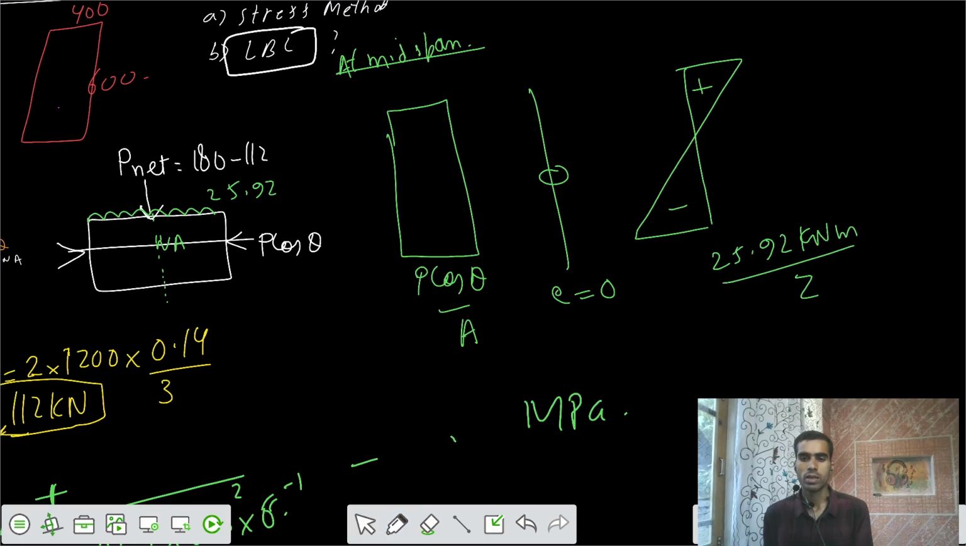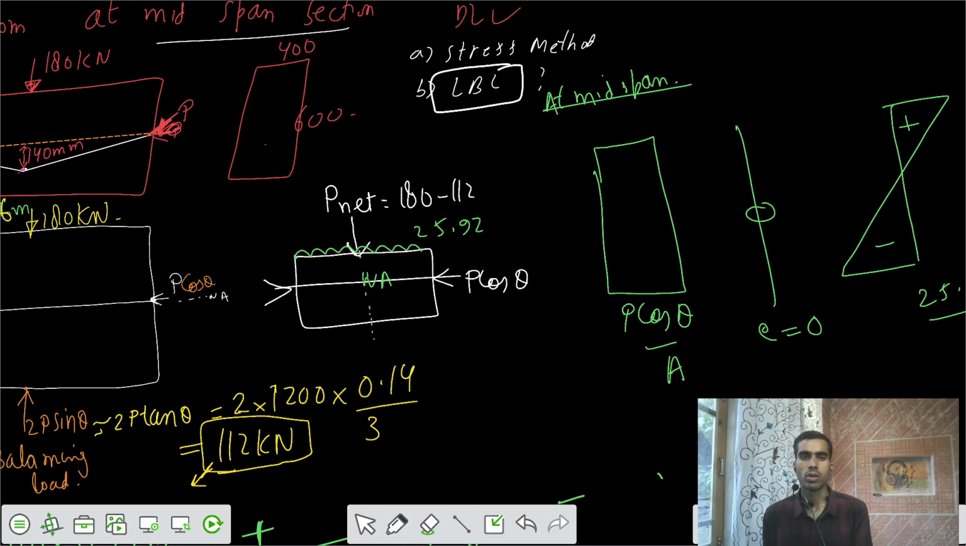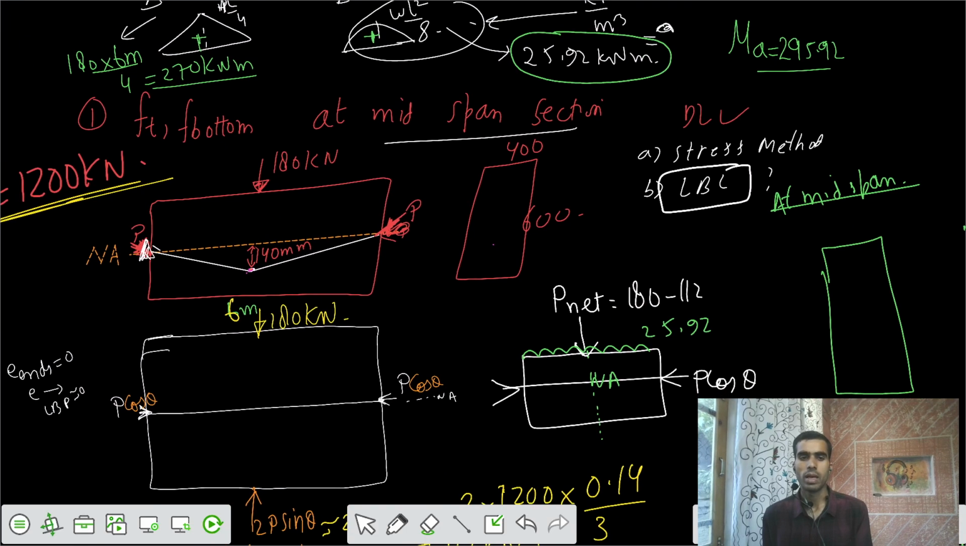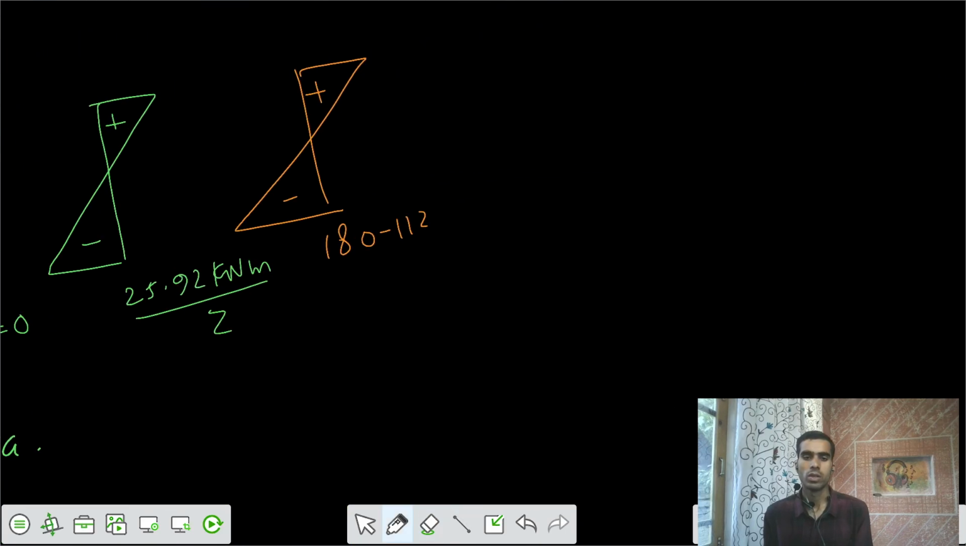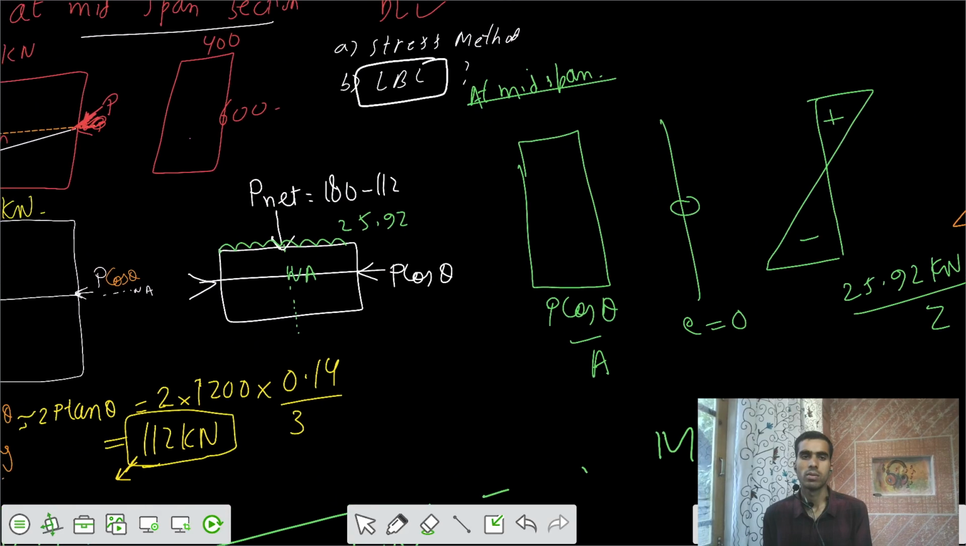And one more load is there, a point load downwards, and because of the downward load, that would cause a sagging moment of M by Z. That's 180 minus 112, so this is your point load, and the moment caused by it is PL by 4. With the length of the beam 6, P net into 6, PL by 4 is your moment, and the section modulus is BD square by 6.